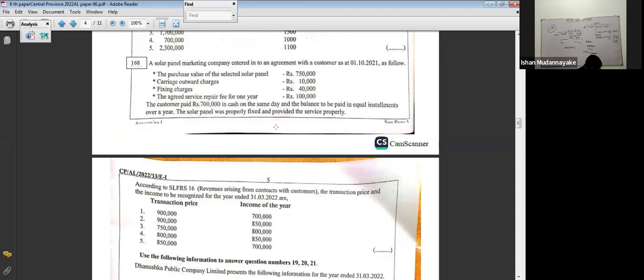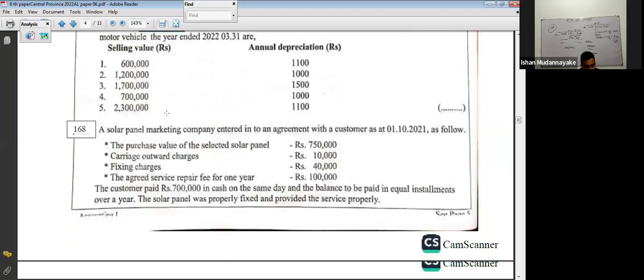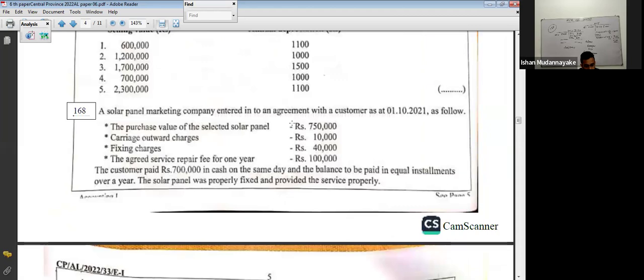Here, the purchase value of the selected solar panel is 750,000. Okay, actually this should be the selling price. Selling price of the selected solar panel, 750,000.